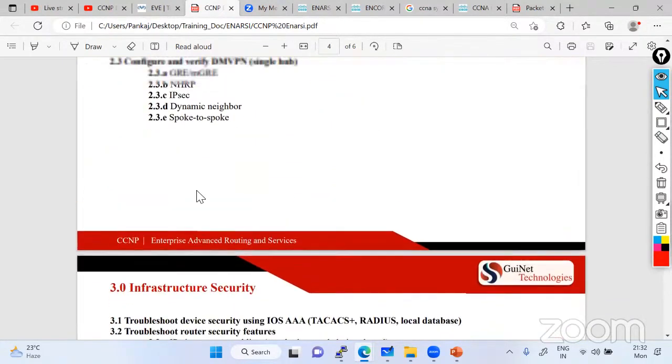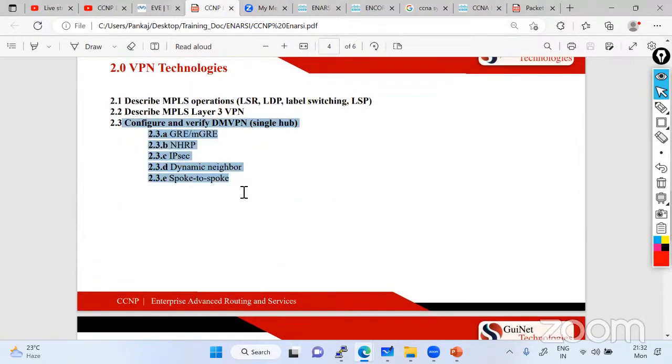Last but not least, your DMVPN. That's about dynamic GRE tunnels, NHRP, and IPsec.